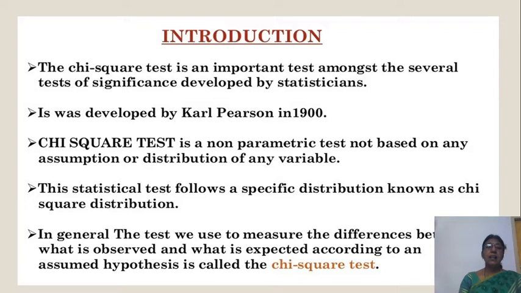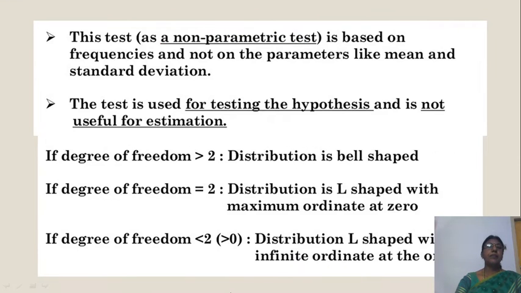In general, the test is used to measure the difference between what is observed and what is expected according to an assumed hypothesis, and is called chi-square test. So, mainly we use this test to measure the differences between observed and expected values assumed by hypothesis. This is also known as a non-parametric test.